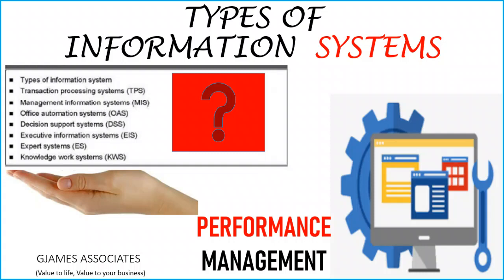Number one, we are going to talk about transaction processing systems, TPS. Transaction processing systems, basically they are systems that help us when it comes to routine things that we do in the office or in our offices. So they help us to process daily routine works that we always engage in. That is what transaction processing systems always do for us.